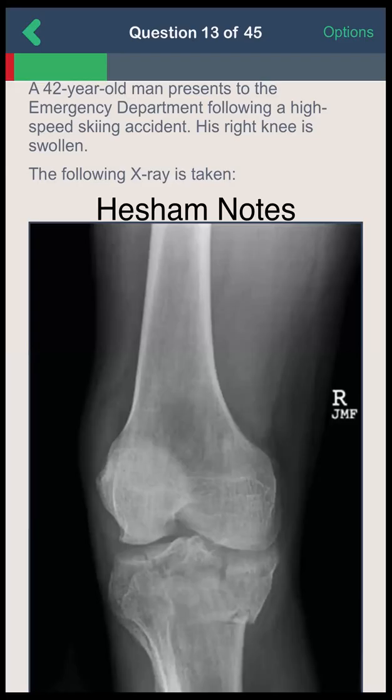Okay, another one. A 42-year-old man presents to the emergency department following a high-speed skiing accident. His right knee is swollen. The following X-ray is taken. The X-ray of the knee joint shows multiple lines in the medial tibial plateau, a fracture. I think type 4 tibial plateau fracture. Yes, an intra-articular tibial plateau fracture.